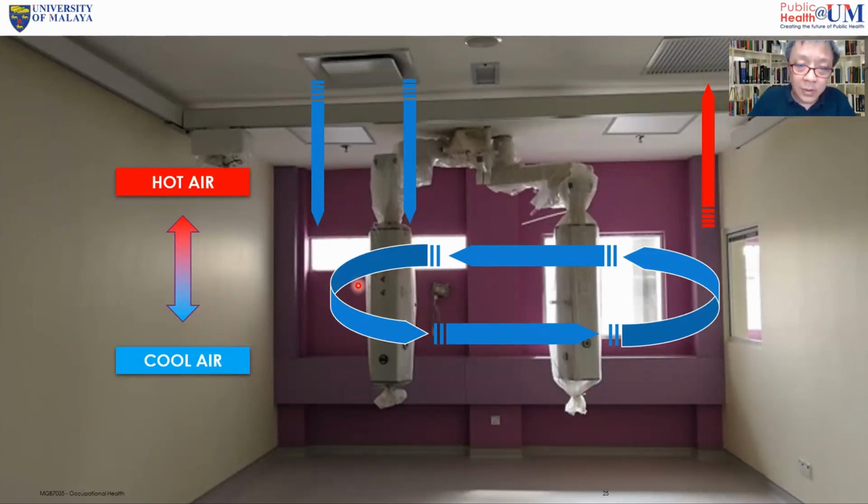Is what we call the cold air recirculating within the room, correct? So the cold air actually recirculates within the room. This is the normal design of an office. Why is this the normal design of an office? Because it is more efficient. It's more energy efficient.